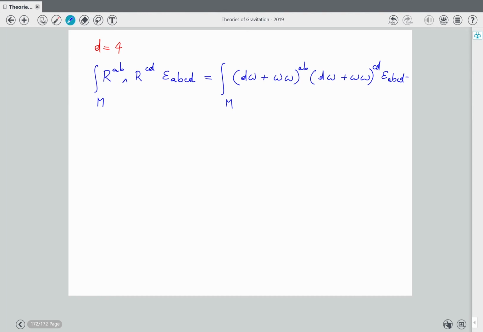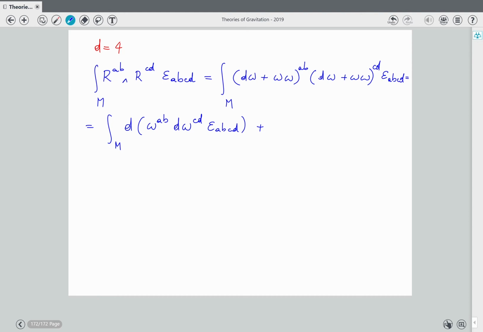So let's write this as an integral over M. The first one can be written as a total derivative, an exterior derivative, yes. Because when you act with d on omega, you get d omega. When you act with d on d omega, you get 0 because it's nilpotent. So the first one is okay.